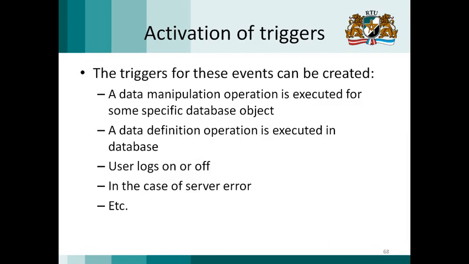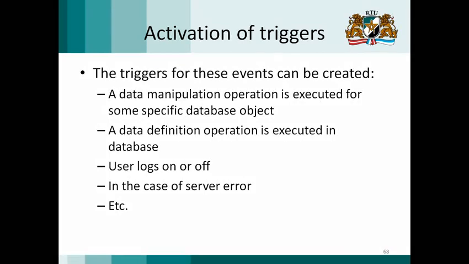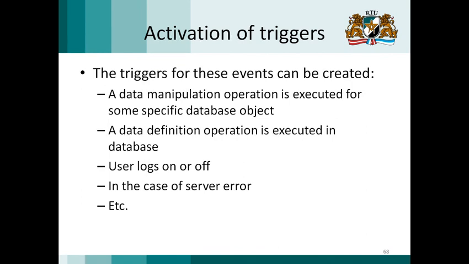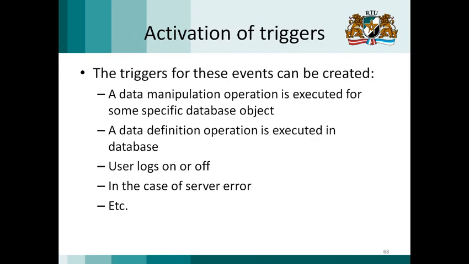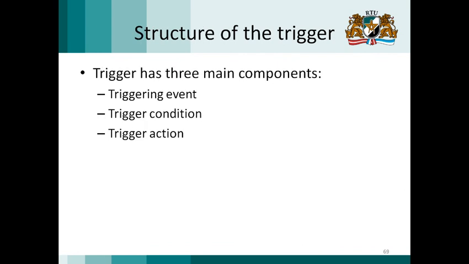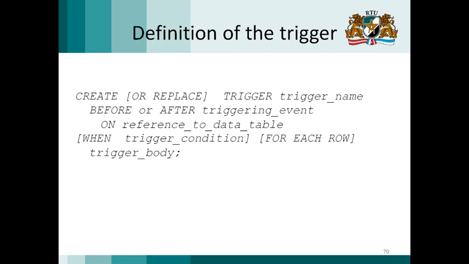And there are many different events that can cause these triggers. These are some of the most popular. For example, a data manipulation operation is executed for some specific database object. Also, a data definition operation is executed in the database. User logs on or off, some server error occurs, and many other events. And every trigger has three main components in its structure. It has a triggering event, it has a trigger condition, and it has a trigger action.